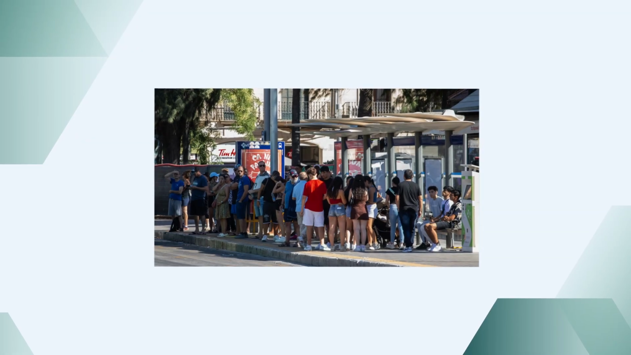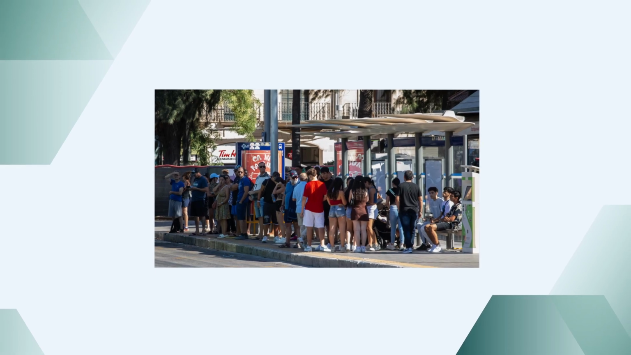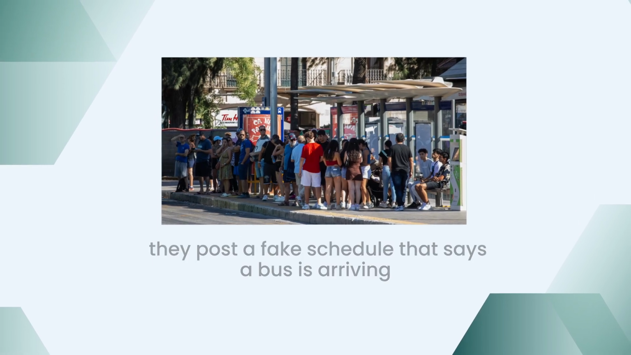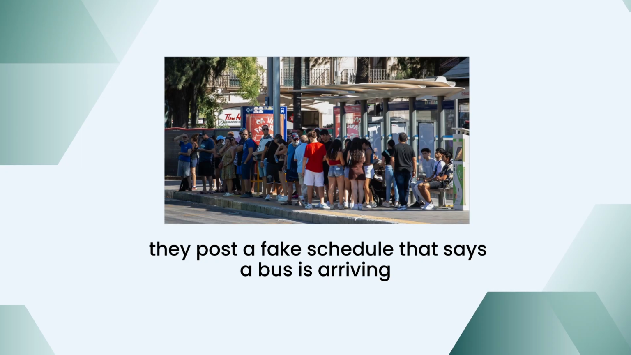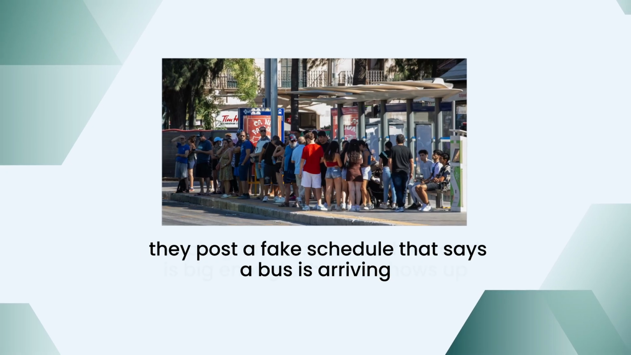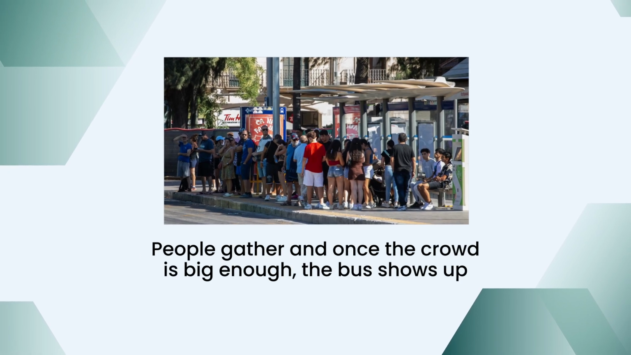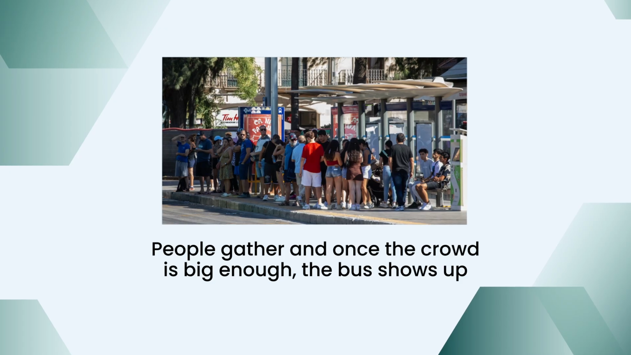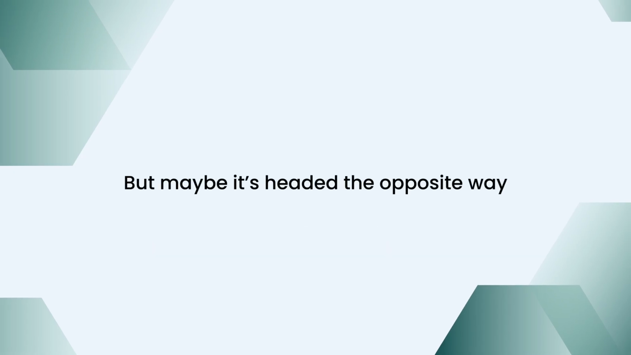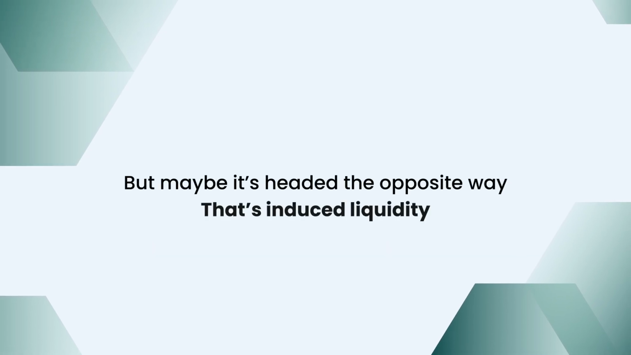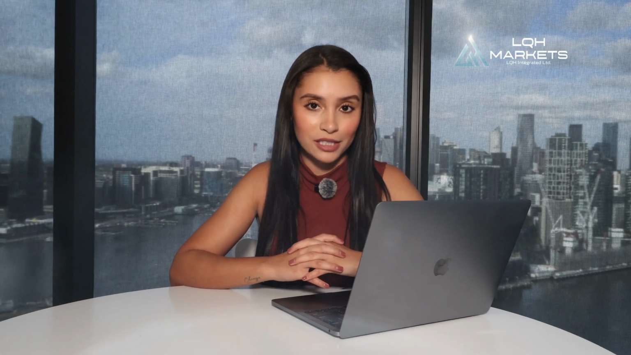Let's make it even simpler with an everyday example. Imagine a crowded bus stop. The bus company only wants to send a bus if enough people are waiting. So they post a fake schedule that says a bus is arriving. People gather, and once the crowd is big enough, the bus shows up. But maybe it's headed the opposite way. That's induced liquidity. The illusion is created to gather participation.